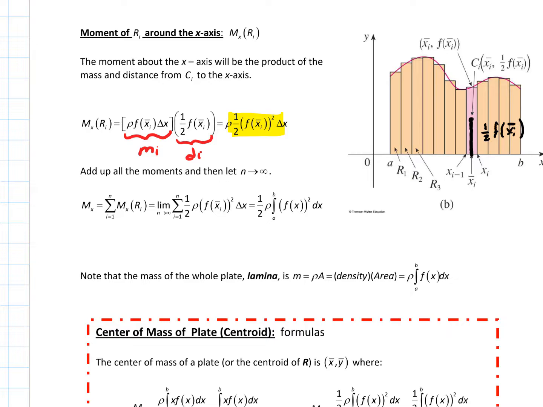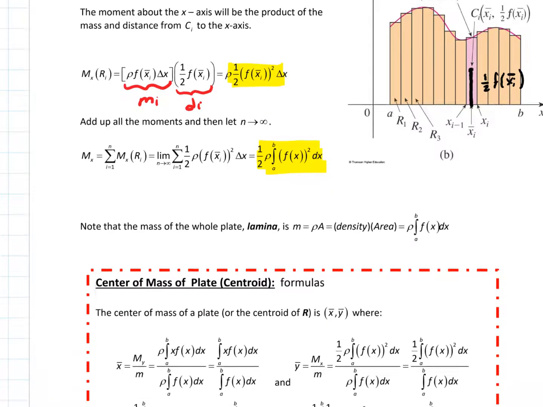And when we add all of those up, we end up finding that the moment about the x-axis is 1/2 rho integral from a to b of f of x squared dx. So the mass of the whole lamina.